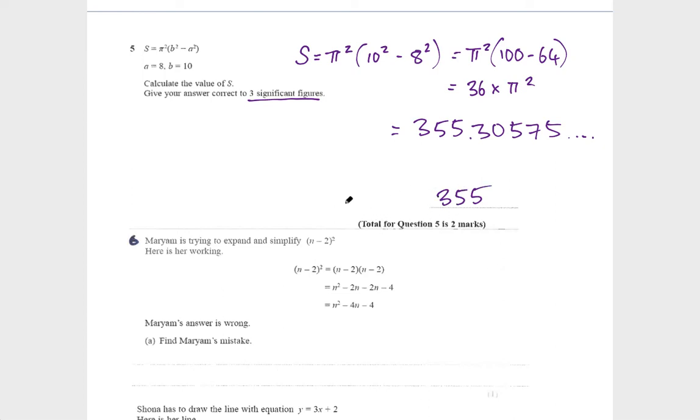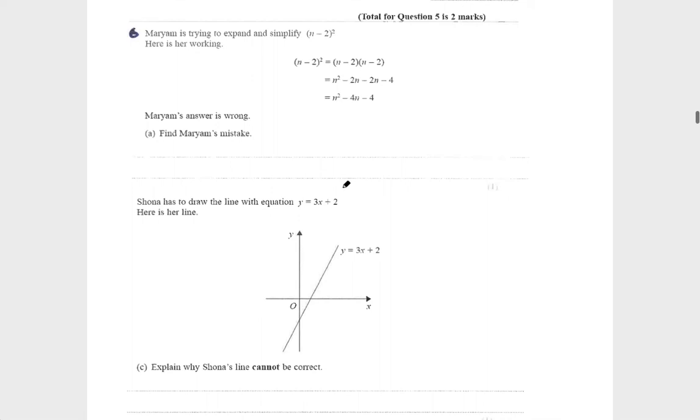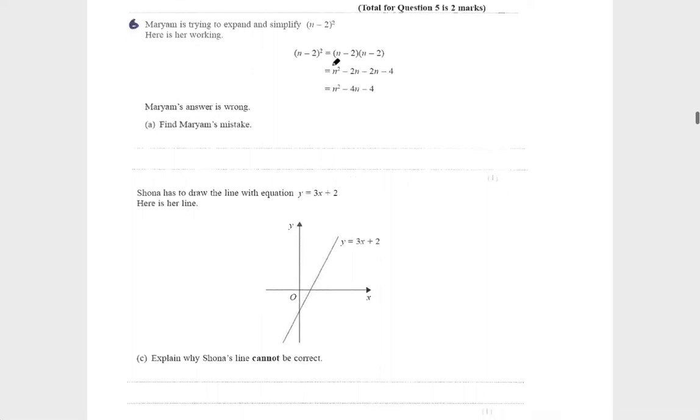In question 6, Mariam is trying to expand and simplify n minus 2 squared, and here is her working. So she correctly puts them out in brackets, n minus 2 times n minus 2, n squared minus 2n minus 2n minus 4, and here is the problem. So Mariam's answer is wrong. Find her mistake.